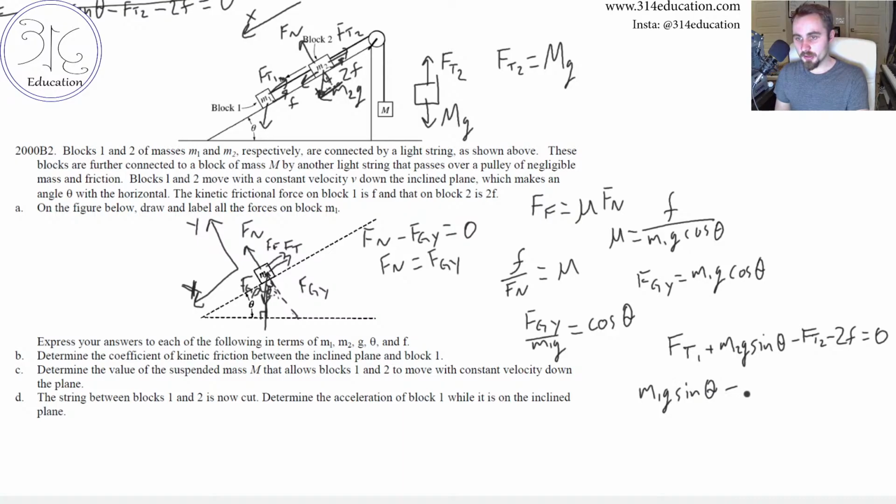Pulling it up the hill is Ft1. And also our friction force F. And that's all going to equal 0.